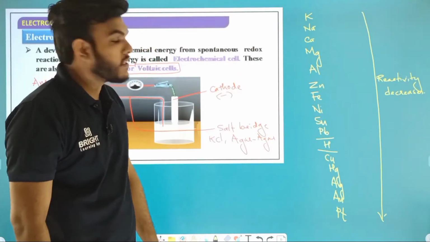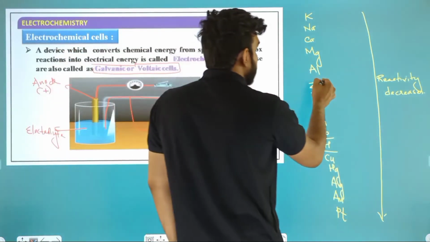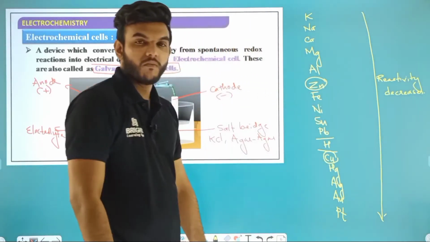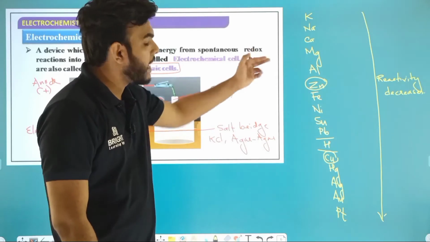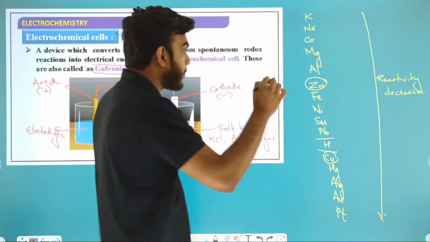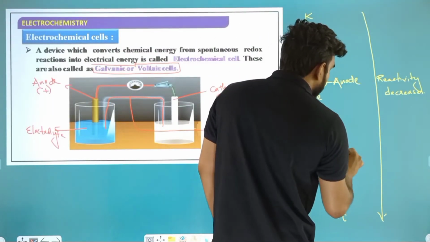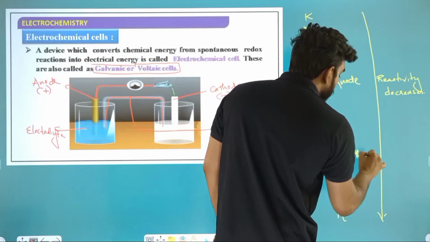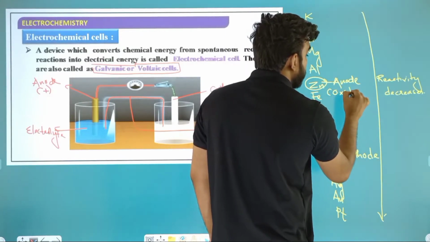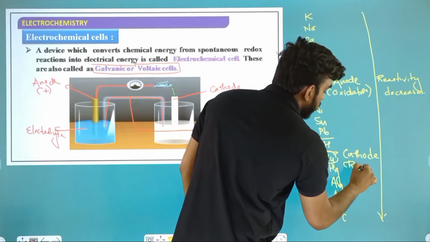So in this reactivity series, how can we check whether it is an anode or cathode? For example, if you are given zinc and copper, the top element will act as the anode and the bottom element will act as the cathode. Anode will always undergo oxidation, and cathode will always undergo reduction.